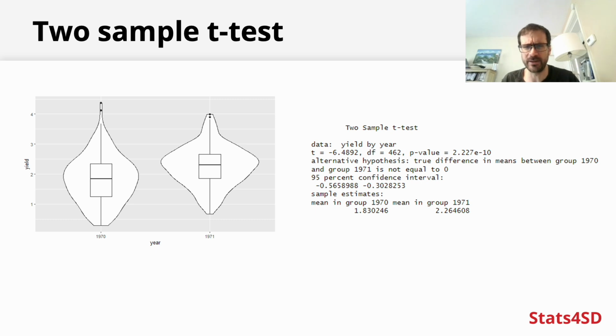It will tell me that I have very, very strong evidence indeed. My p-value there of 2.2 e minus 10, so that's 9 zeros and then a 2 in terms of how small that p-value is. So we're pretty confident in rejecting our null hypothesis and saying that, yes, the yields in 1971 on average were higher than the yields in 1970. But that's all I can do from a two-sample t-test.